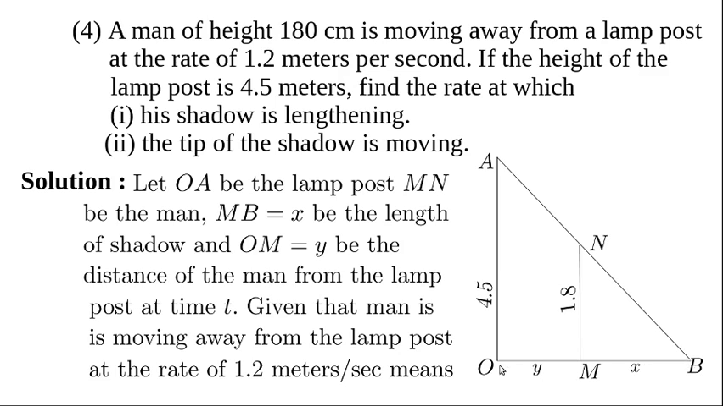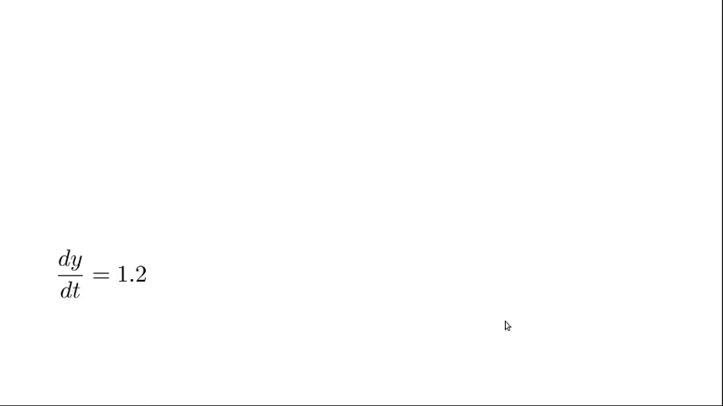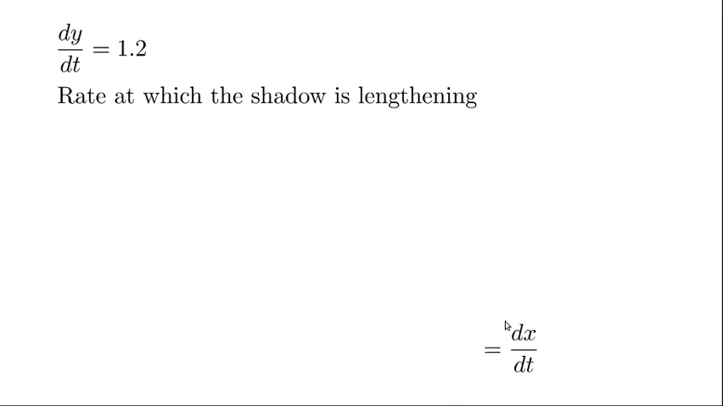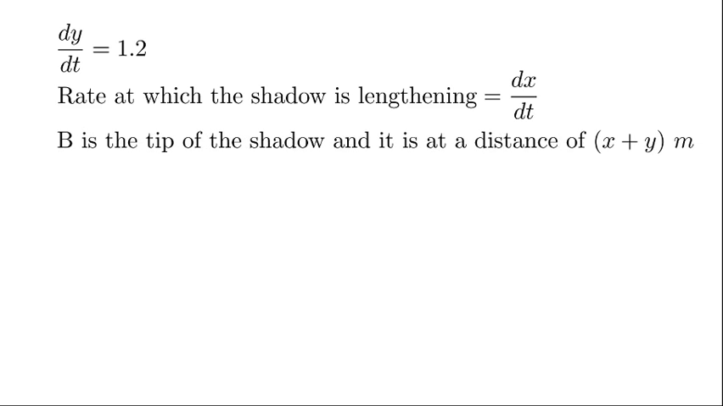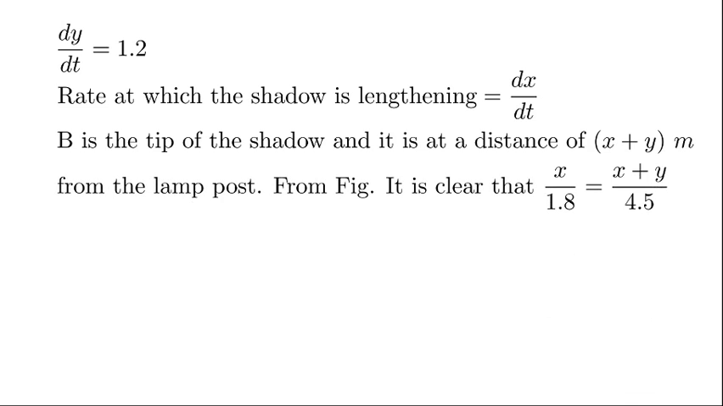So if you find the rate of change of x plus y, that indicates the tip of the shadow is moving at the rate of whatever we find. We are given dy by dt equal to 12. The rate at which the shadow is lengthening is dx by dt, that's what we are asked to find. And B is the tip of the shadow, which is at a distance of x plus y meters from the lamppost. So we are asked to find d by dt of x plus y also.